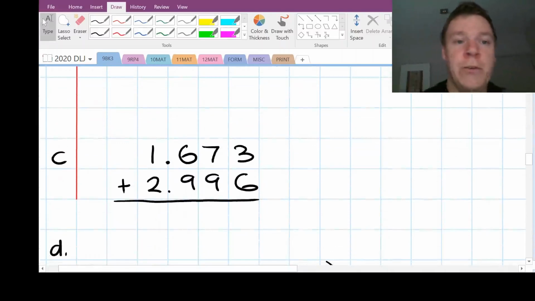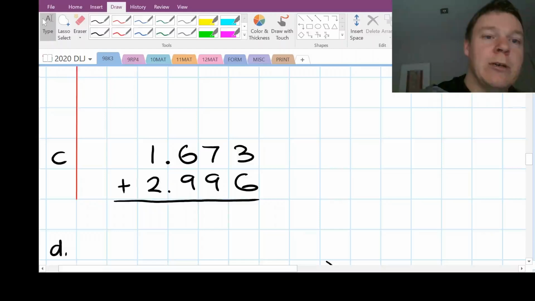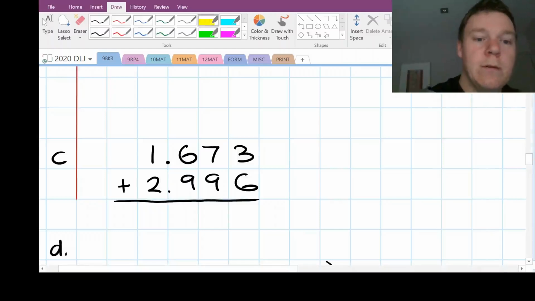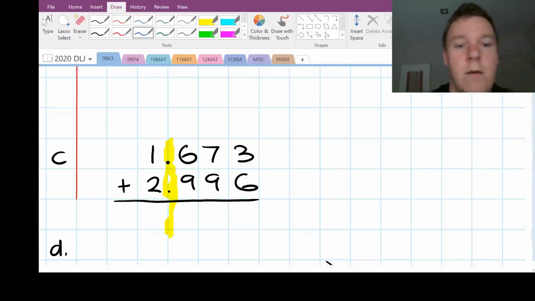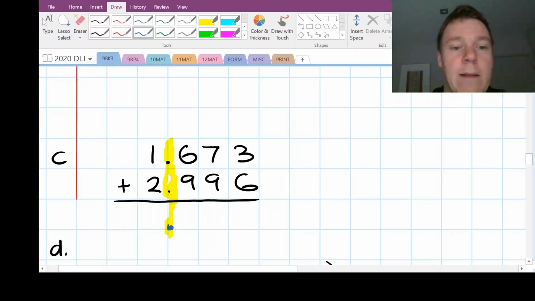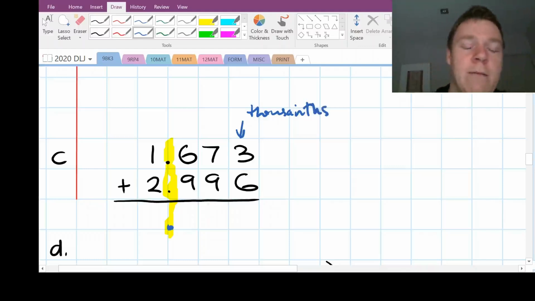I'm not even going to do the original one. We're just going to, so our decimal point lines up here. So we may as well drop that in there now to start, and then we'll get down to the thousandths column. So yeah, that's another thing it's handy to know.